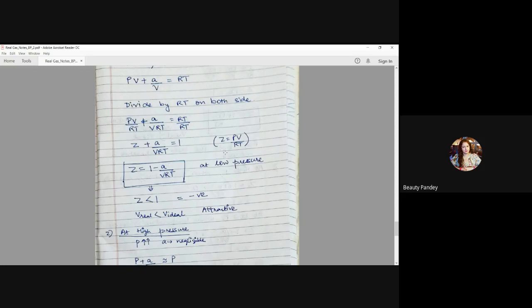So at low pressures, Z is less than 1, that is a negative deviation. In that case, the volume of the ideal gas is less than the volume of the real gas. Just see, it's very simple mathematics.